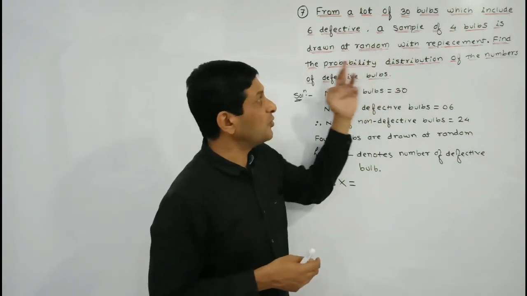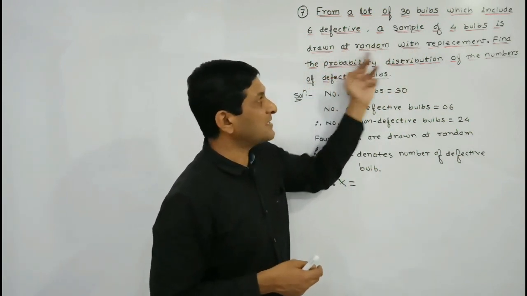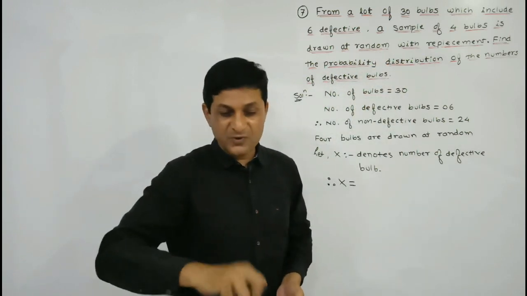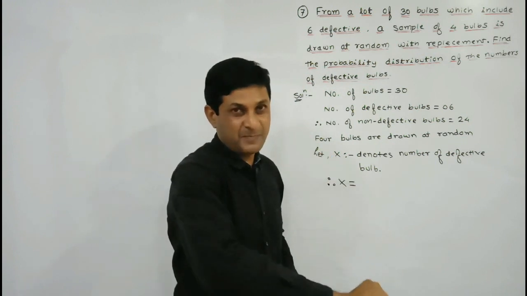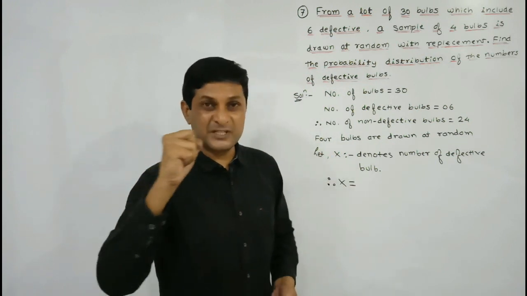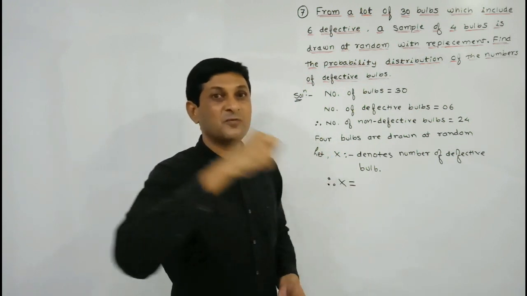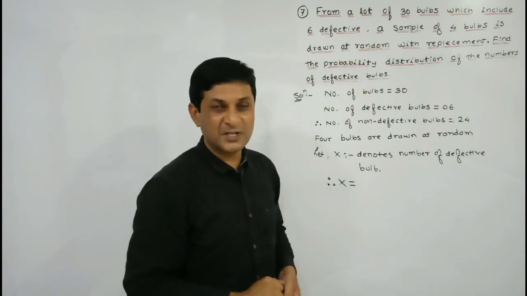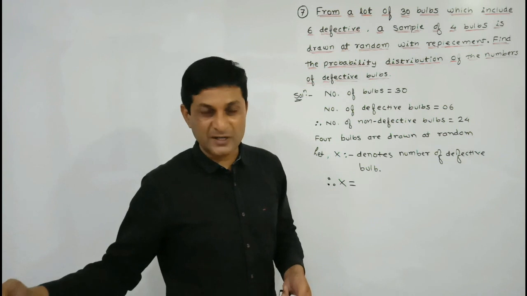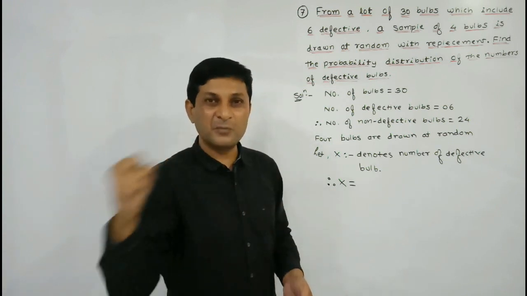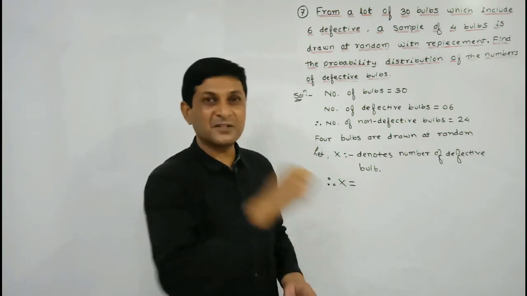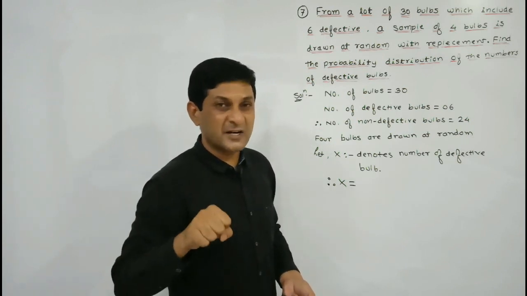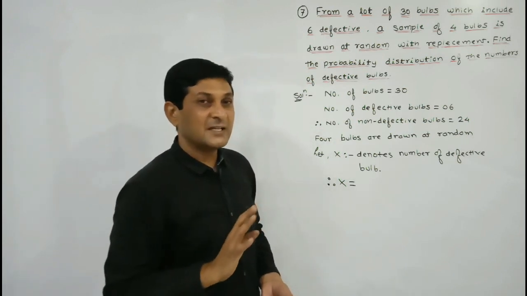A sample of 4 bulbs drawn at random with replacement, that is, 4 bulbs are drawn. Let's say the first bulb is drawn, then replaced. Again then 30 bulbs are there. From 30 bulbs one bulb is drawn. Again it was replaced, so 30 again becomes 30. Then the second bulb is drawn. Again it is replaced. Again the third bulb is drawn. Again it is replaced. Again the fourth bulb is drawn. Getting it? It means 4 bulbs are drawn but with replacement.